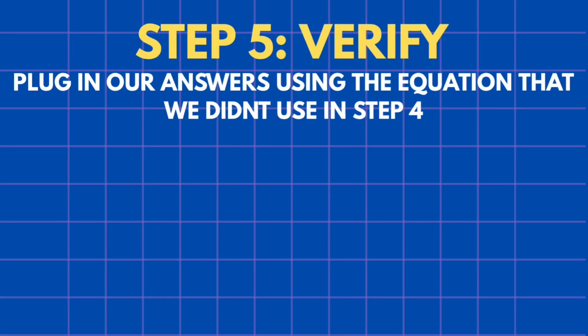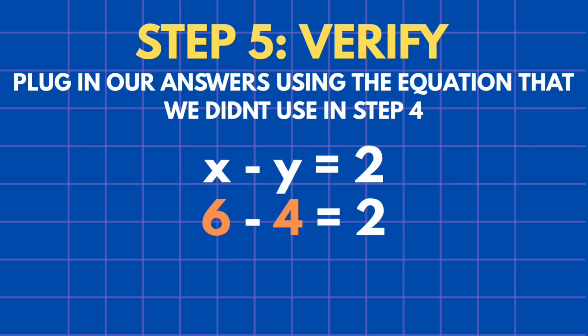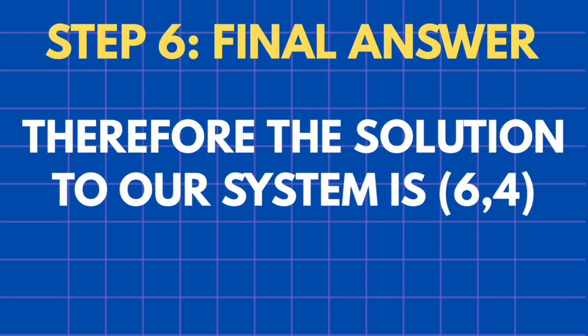Step 5. Check our answer. Using the second equation, we can plug in both our x and y values that we found, and we get 6 minus 4 is equal to 2. Therefore, our left side equals our right side, telling us that our answers are correct. Therefore, our ordered pair is (6, 4), and it satisfies both equations.